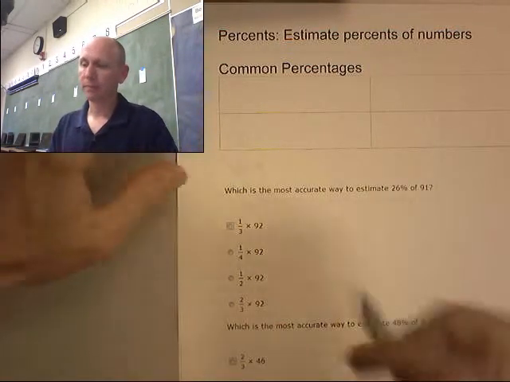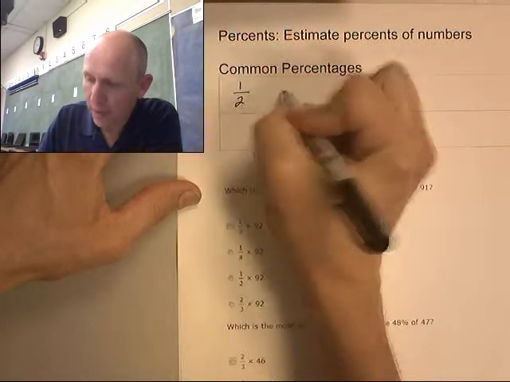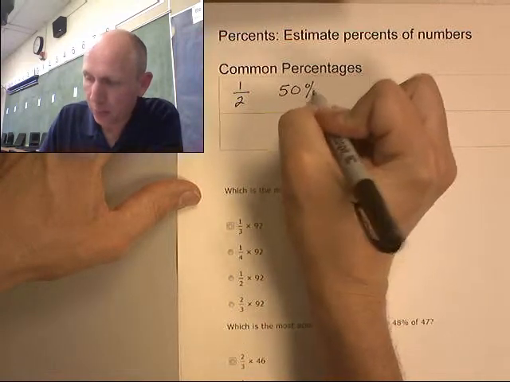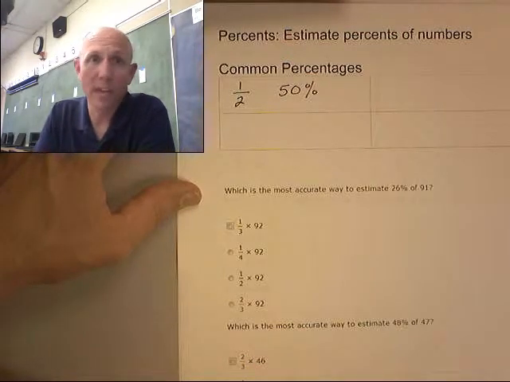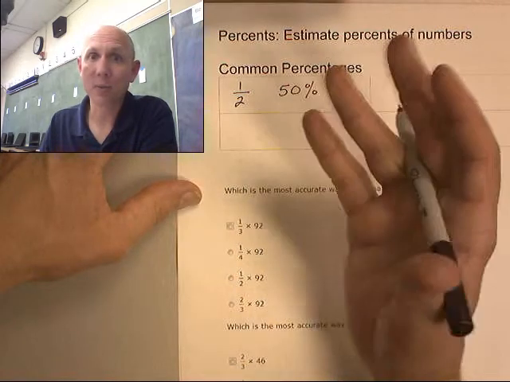First one is 1/2. 1/2 is 50%. Just remember that. 50%, 1/2. What's 50% of 20? Well, that's the same thing as saying what's half of 20.